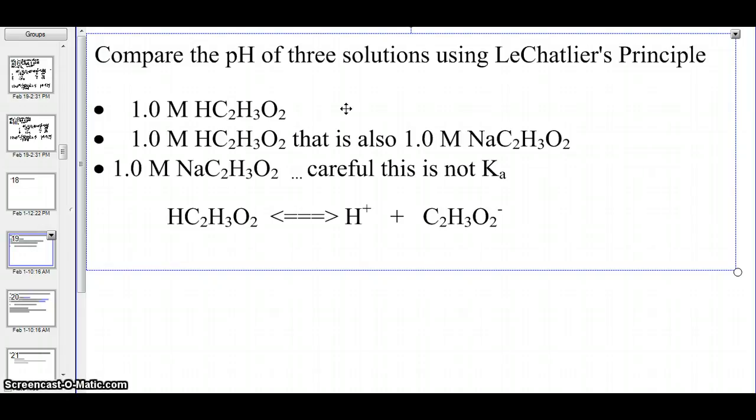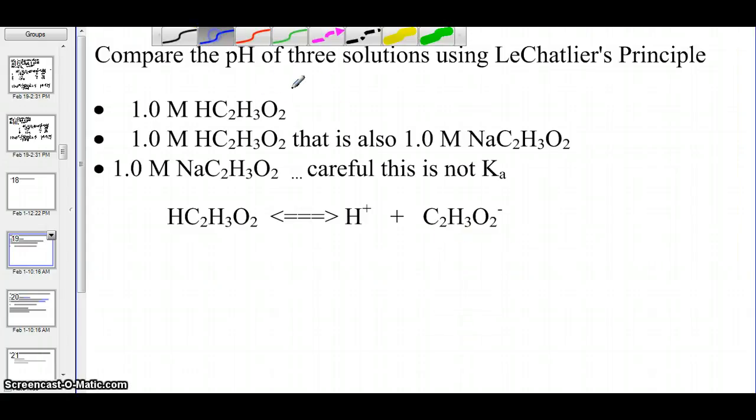Second solution we have is acetic acid, but I've dumped into that same solution some sodium acetate. What effect will that have on the pH if I have dumped in some acetate ion? What effect will that have on the pH? And then finally, a solution which isn't an acetic acid solution at all, but a solution of sodium acetate. And in this case, what effect will that have on the pH?